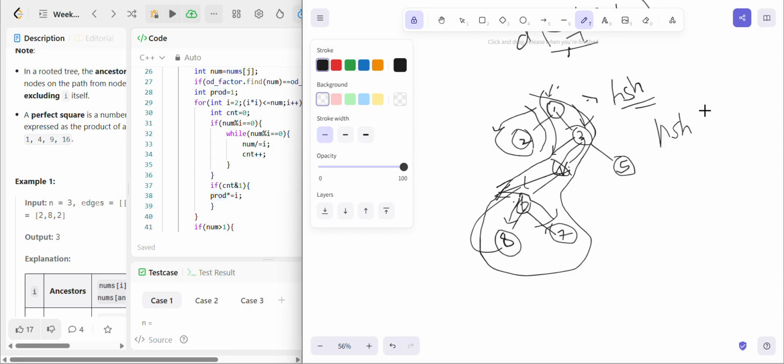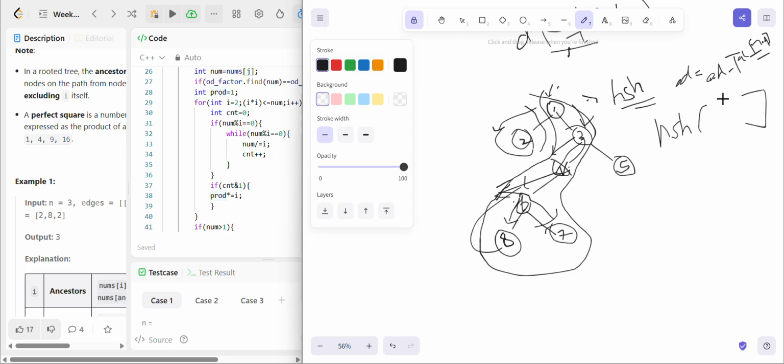How we are updating hash? Hash will be the value of this odd factor we have created, right? Odd factor is giving me some integer value. So the odd factor is stored in a number, let us say OD. OD is equal to odd factor of the given node.